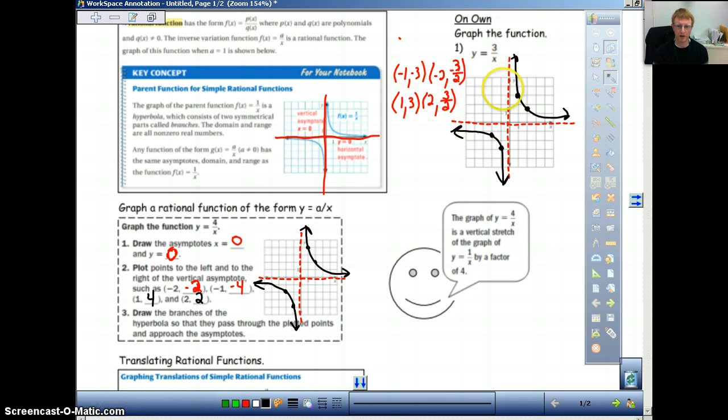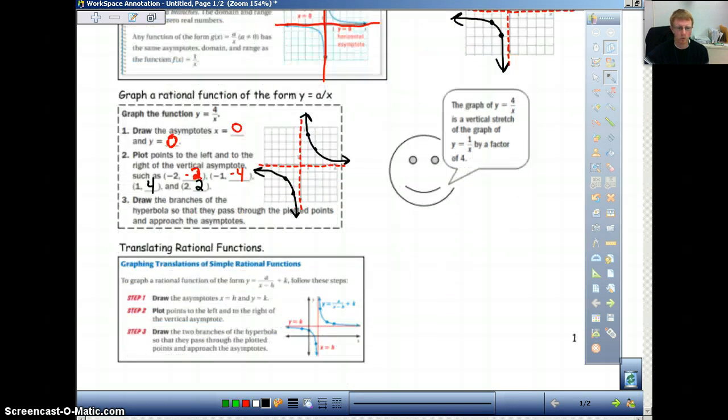Okay, so hopefully your graph looks something like this. Again, what you needed to make sure you did first was draw your asymptotes. Because this function hasn't changed, it's just a 3 on top, we have x equals 0 as our vertical asymptote and y equals 0 as our horizontal asymptote. And then, again, all we did was plug in numbers. I plugged in -1, -2, and then 1 and 2, got my y values, plotted them on the graph, and then just drew my graph. And again, make sure your graph is approaching the asymptotes. Okay, so that is a simple rational function. That's like our parent function.